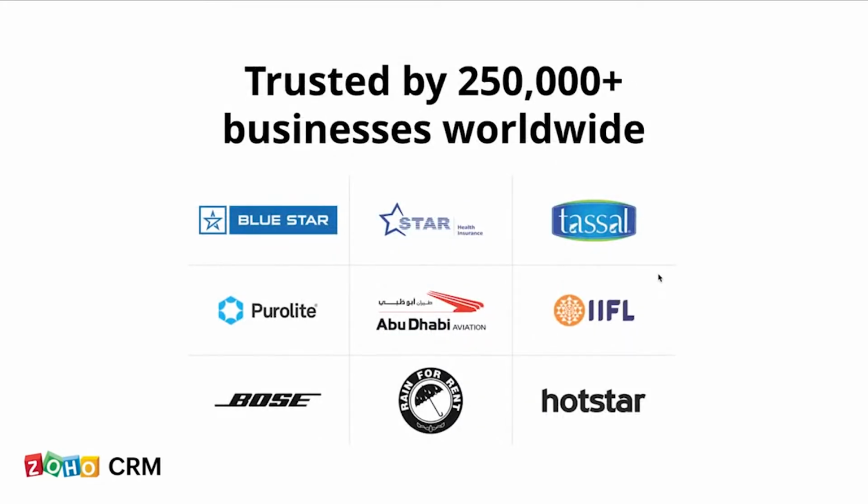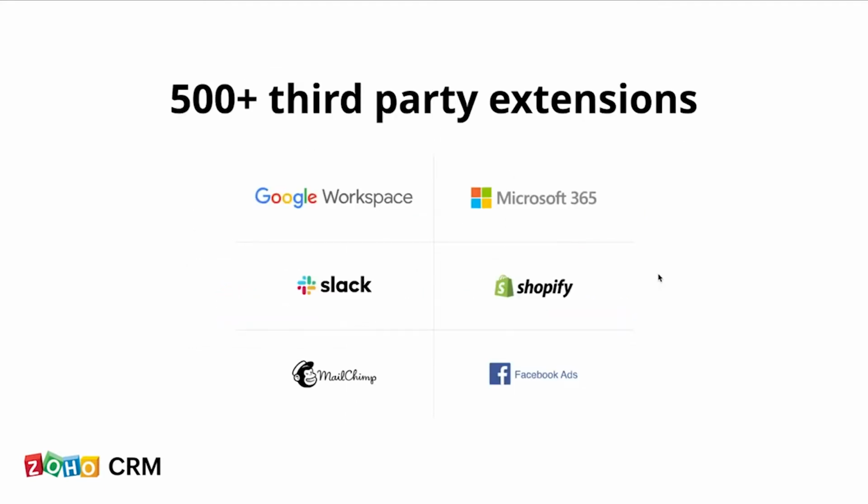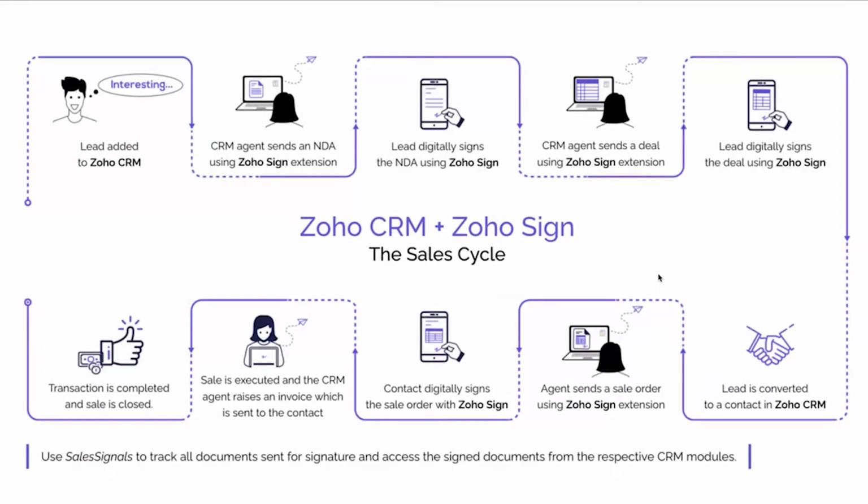250,000 businesses of different sizes and types use Zoho CRM worldwide. We have over 500 extensions, which include the most popular apps. In case you're looking for a specific application that integrates with Zoho CRM, head over to Zoho's marketplace to find it. Before we discover how the integration with Zoho Sign works, let's take a step back to understand where and when Zoho CRM and Zoho Sign come in handy.